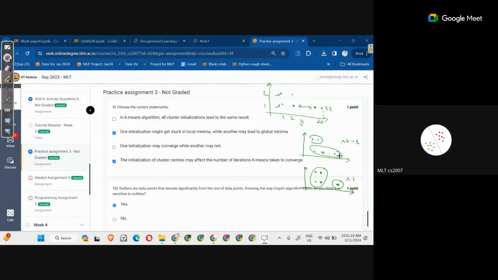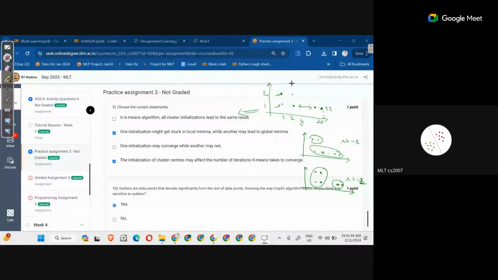So in this case, if you see what happened, if this was your initial cluster center, you took 2 steps to converge. But if I take our cluster centers as not these 2, but one here and another somewhere here, then just after one step your algorithm will converge. So this is what this question is saying: the initialization of cluster centers may affect the number of iterations.